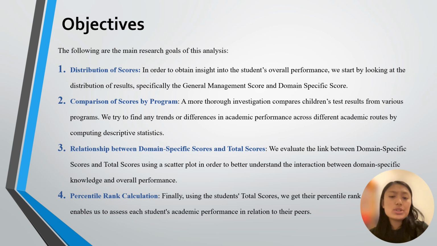Number three, relationship between domain-specific scores and the total score. Then we evaluate the link between domain-specific score and the total score using a scatter plot, in order to better understand the interaction between domain-specific knowledge and overall performance. Number four, percentile rank calculation. Finally, using the students' total score, we get their percentile rank. This statistic enables us to assess each student's academic performance in relation to their peers. Now next, my friends will explain the following slides.